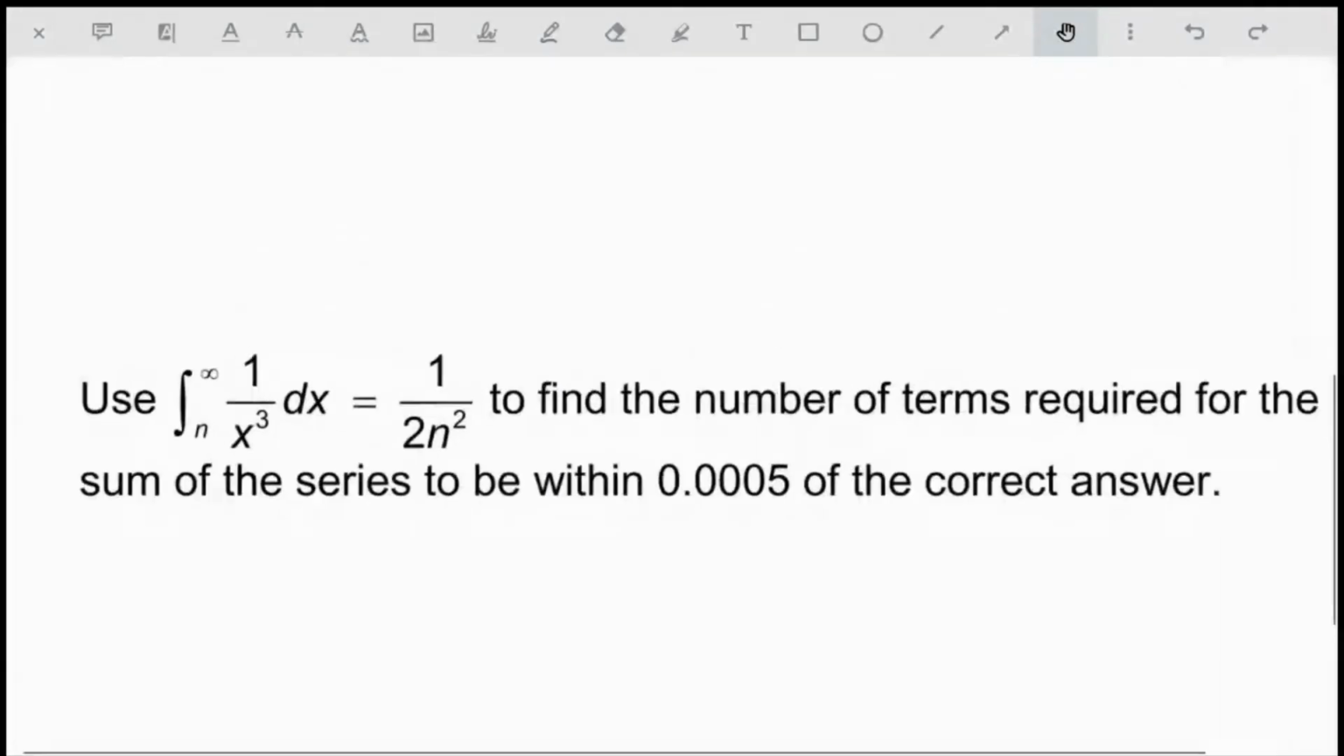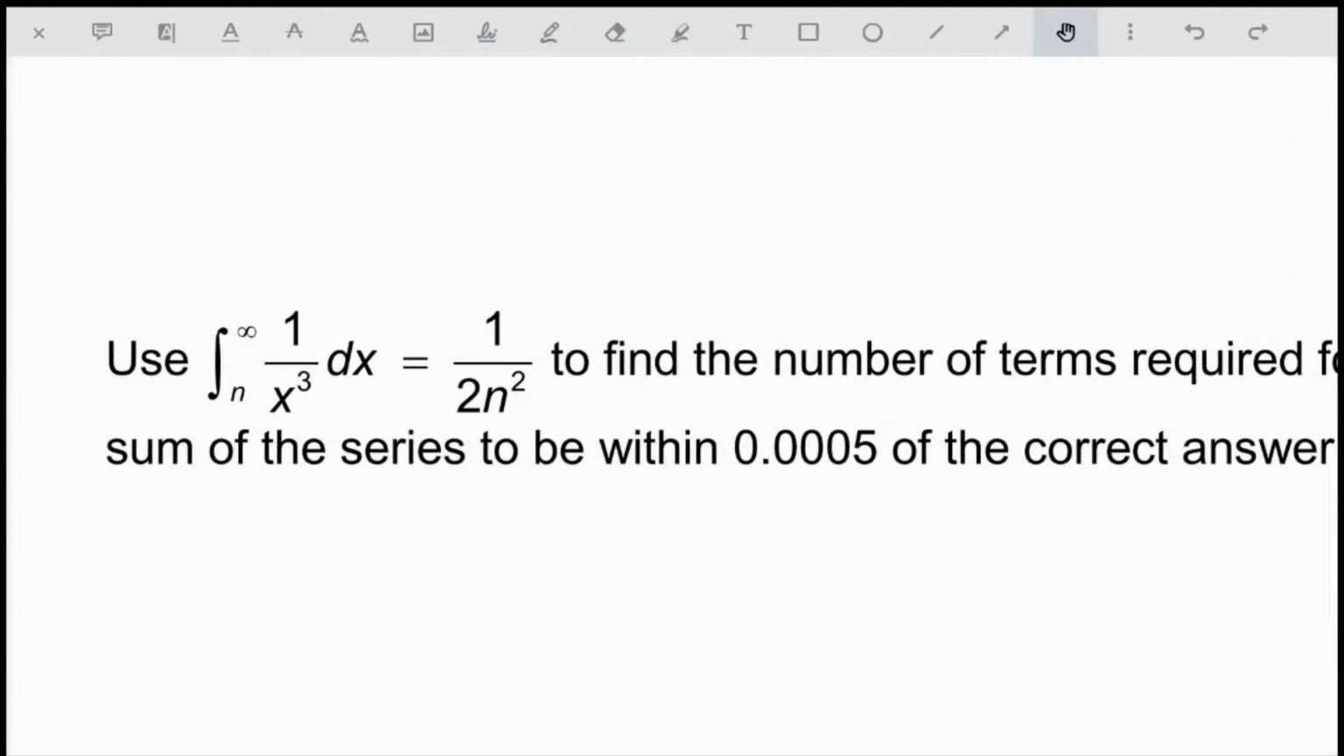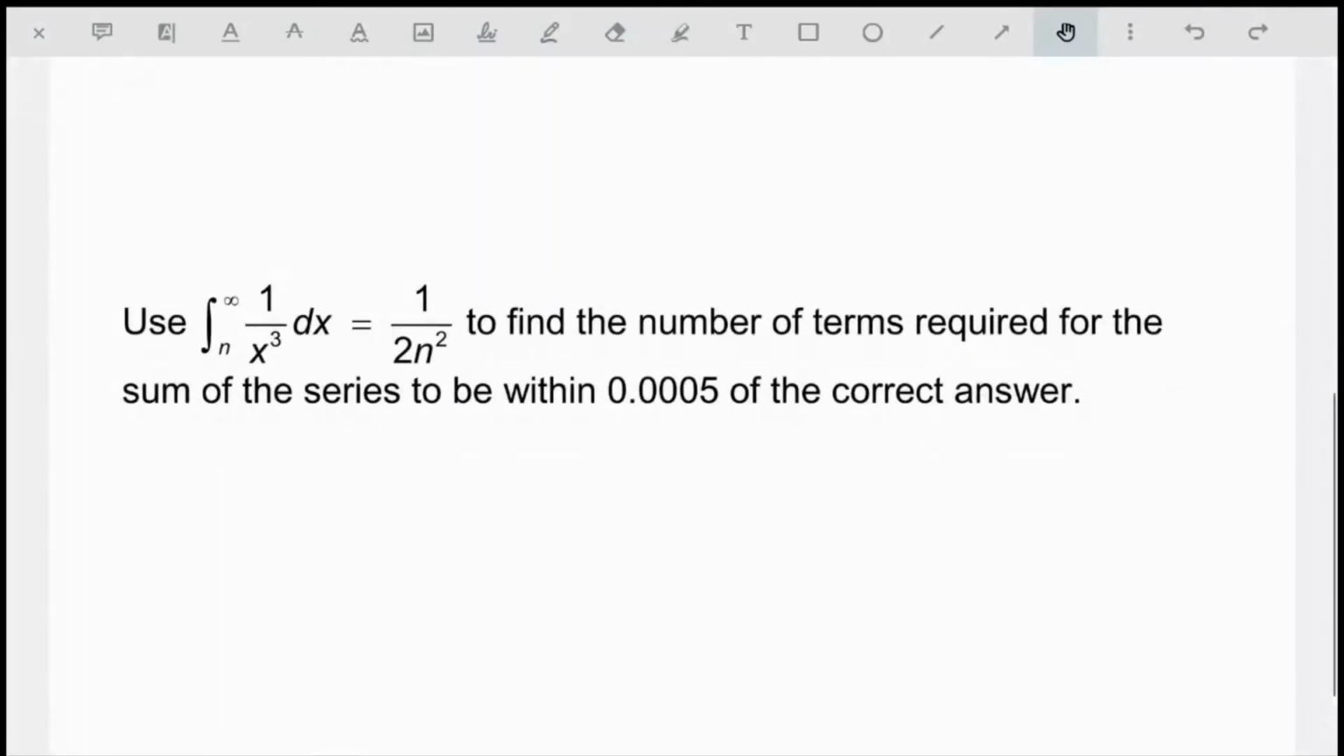So it says use the integral from n to infinity of 1 over x cubed dx equals 1 over 2n squared to find the number of terms required for the sum of the series to be within 0.0005 of the correct answer. So that's basically guaranteeing that I have accuracy out to the third decimal place, because if I'm less than 0.0005, then I'm essentially bringing rounding for the third term into play.